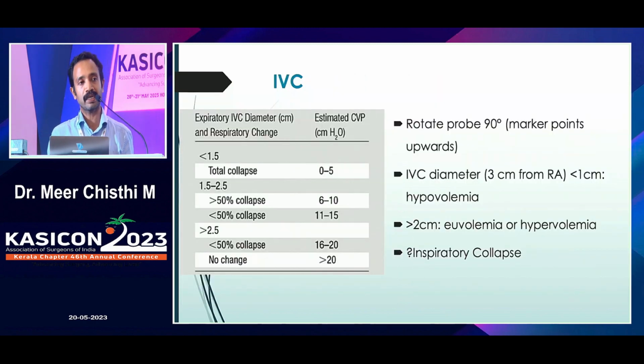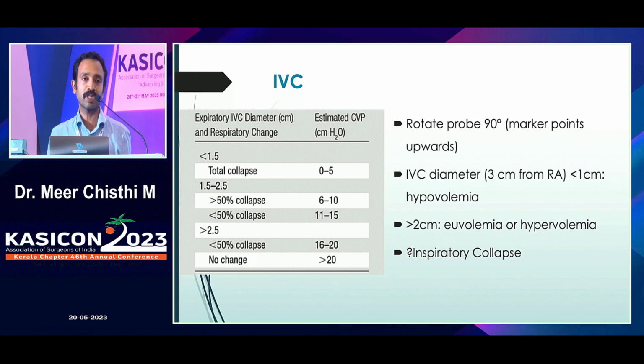Along with your cardiac assessment, you can also know the patient's fluid status by looking at the inferior vena cava. You just need to rotate your probe by 90 degrees, and any diameter of the inferior vena cava less than 2 centimeters at a distance of 3 centimeters from its exit from the right atrium indicates insufficient volume. And any value less than 1 centimeter means it is definitely hypovolemia. More than 2, you are happy your patient is either euvolemic or might even be hypervolemic.